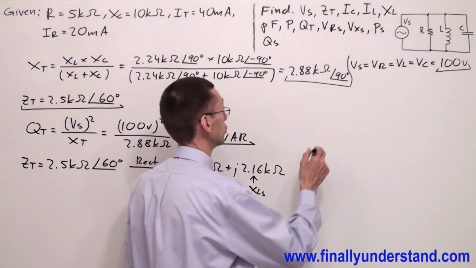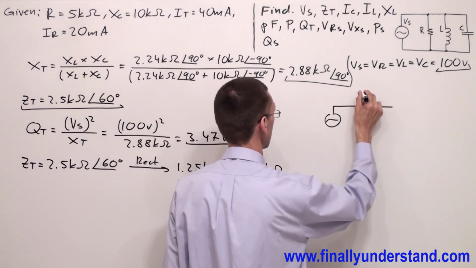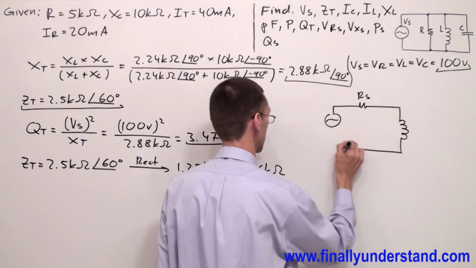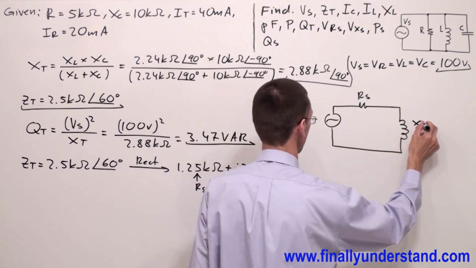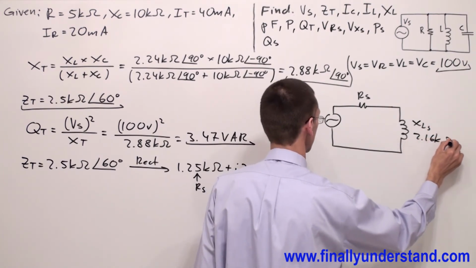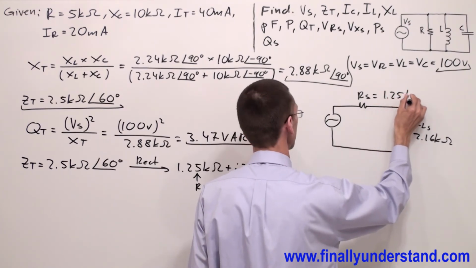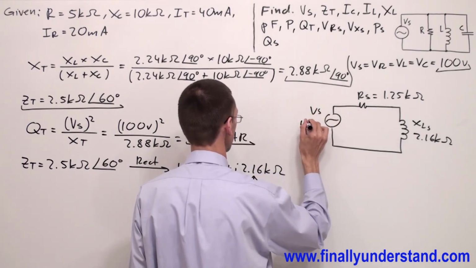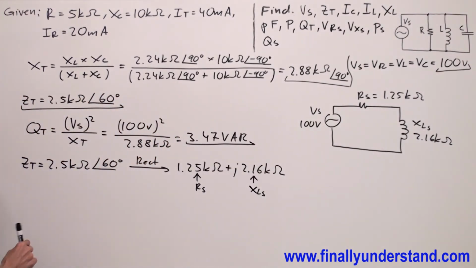Now I can redraw the circuit, right? I'm going to have resistor RS, and I have inductor with the inductive reactance XLS equals 2.16 kiloohms, and RS is equal to 1.25 kiloohms, and voltage source is equal to 100 volts. Okay, so this is my series equivalent circuit.